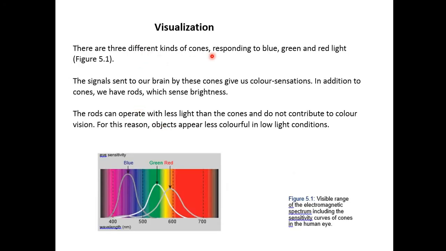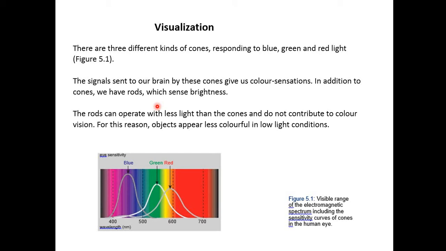So there are different kinds of cones responding to blue, green, and red lights. For example, here we have eye sensitivity, and in our eye we have three different types of receptors: blue, green, and red. These receptors send signals to our brain and give us color sensations. In addition to cones, we have rods in our eyes which sense brightness. Cones help us to differentiate the colors, and rods help us to sense the brightness.